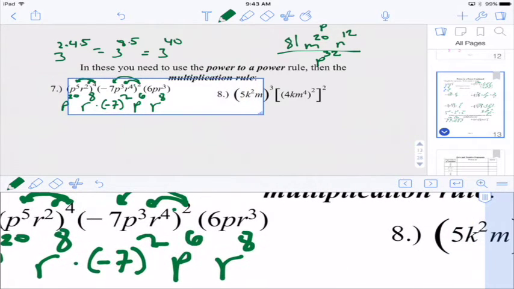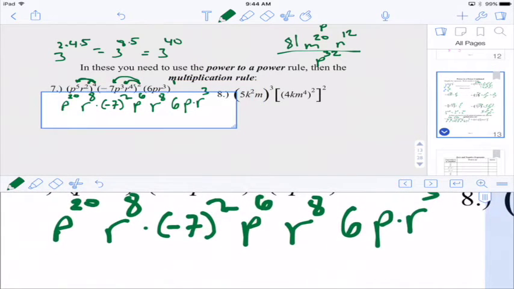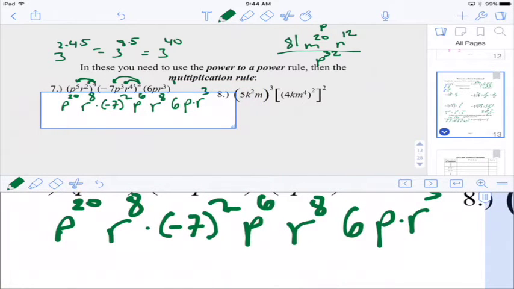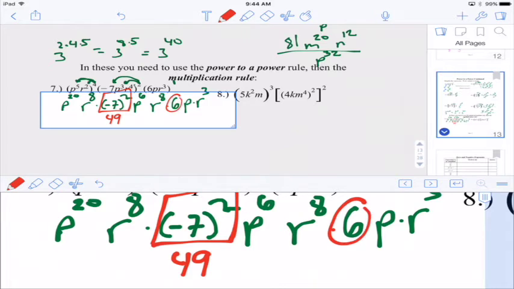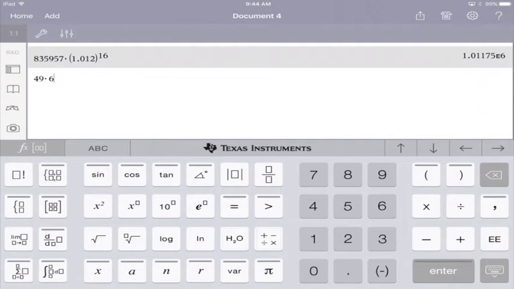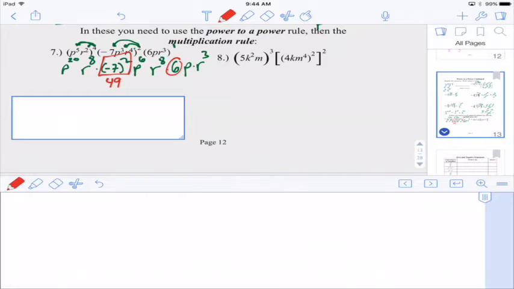Moving on, I don't have anything to the power here, so I don't need to raise anything. So I just have 6 times p times r cubed. Now, just like with my multiplication rule, I'm going to do my numbers first. Then I'm going to combine my like terms. Well, I have negative 7 squared, which is 49, times 6. 49 times 6 is 294.